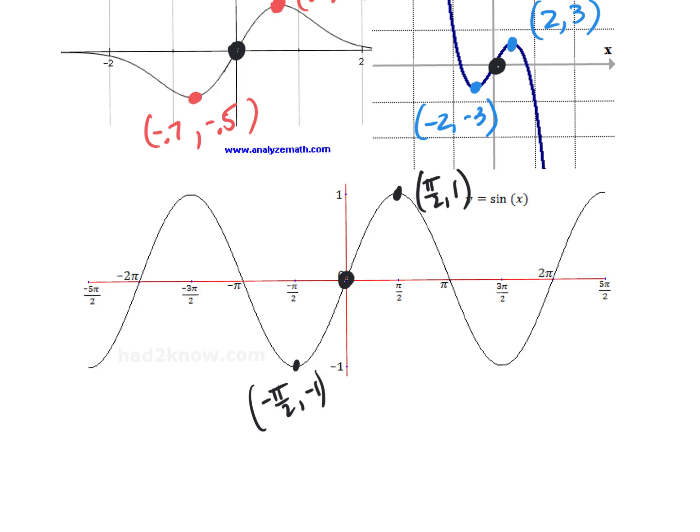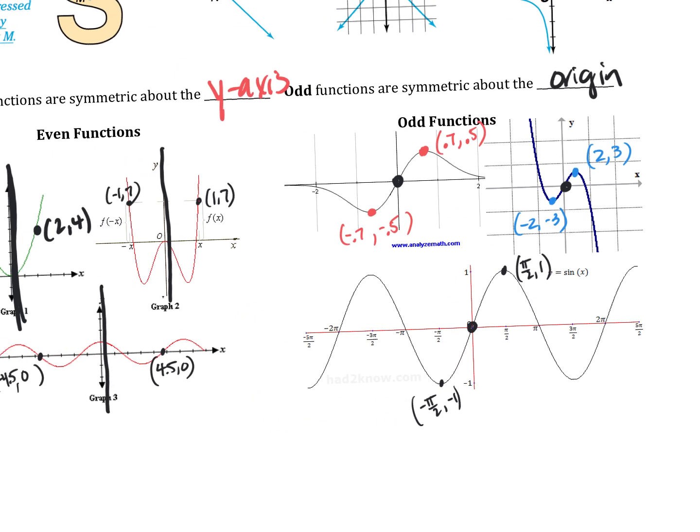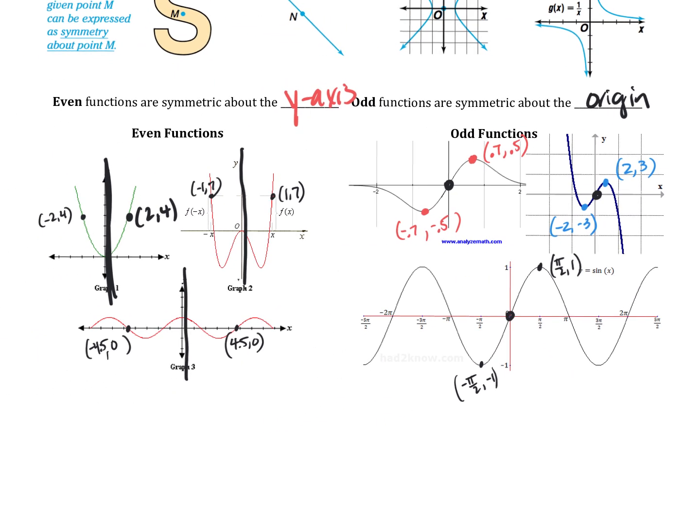You got it, girl. So, you guys, with even functions, with each of them, the x's are always opposite, right? 0.7, negative 0.7, 2, negative 2, pi over 2, negative pi over 2. Even or odd, the x's are always opposite. In an even function, your y's stay the same: 7 and 7, 0, 0, 4 and 4.